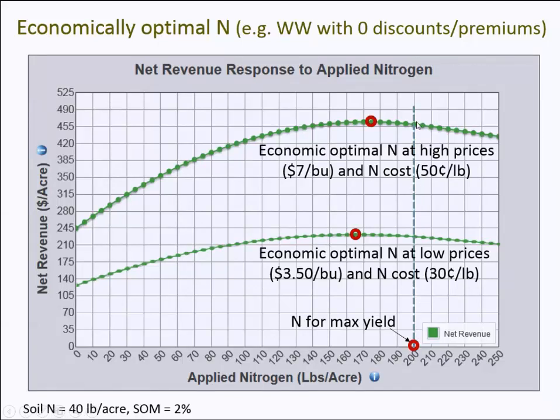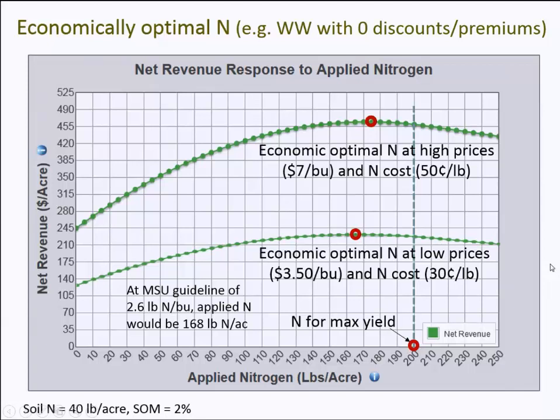The other thing it shows you is that when prices and costs move up, you really shouldn't apply a lot more nitrogen. And when prices drop, you probably shouldn't apply a lot less nitrogen, because the best profit is not very different between these two scenarios, and generally nitrogen cost and grain price move together. Not always, but often.